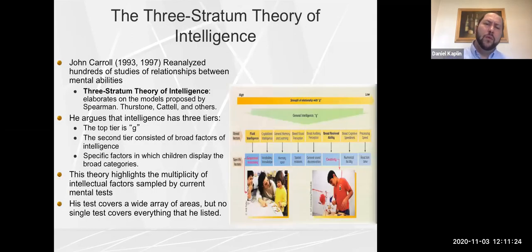We also have John Carroll's work, as I mentioned. He's known for explaining the three-stratum theory of intelligence. And what he did was he took all the studies on intelligence and he wanted to see if he could put it together in one larger picture. And that's what he did. So he argues that there are three layers to this.